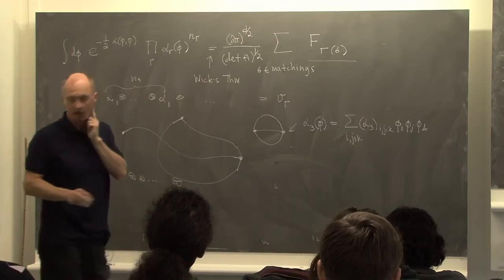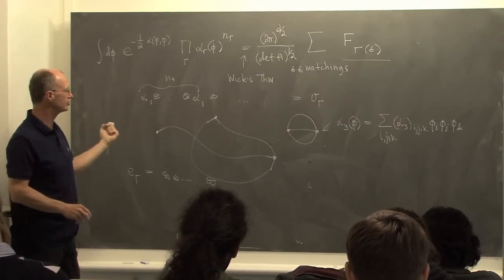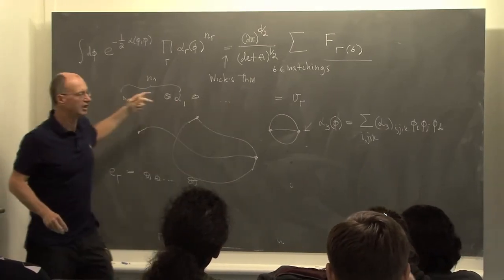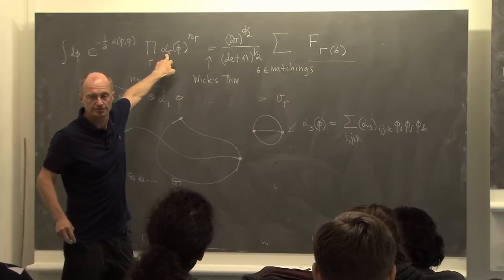So that's basically how those Feynman amplitudes come about, from the combination of Wick's theorem and the fact that we want to integrate products of multilinear forms.